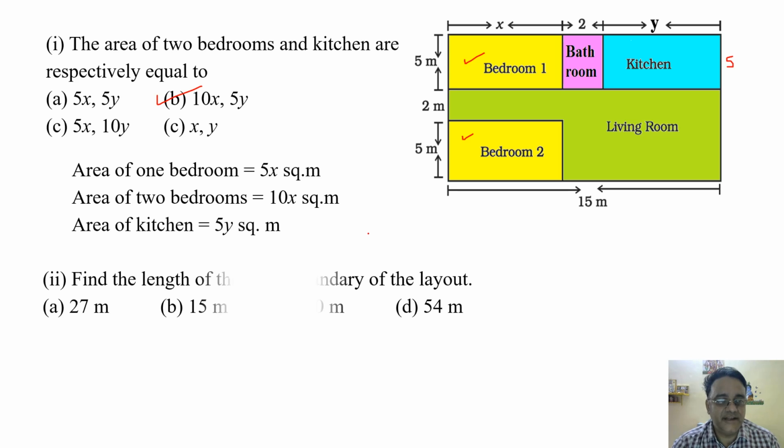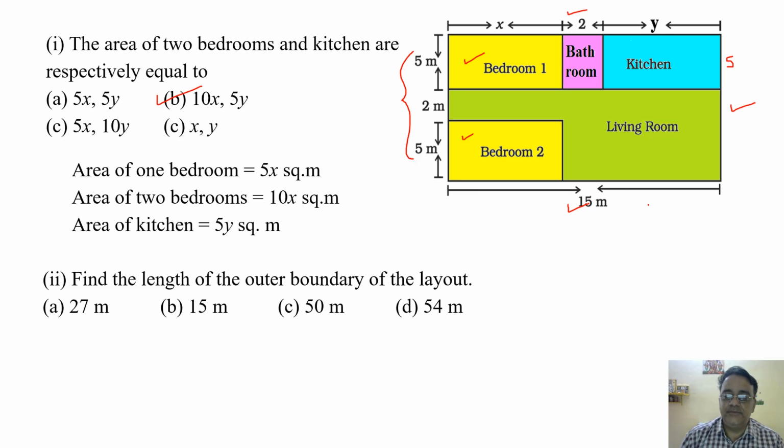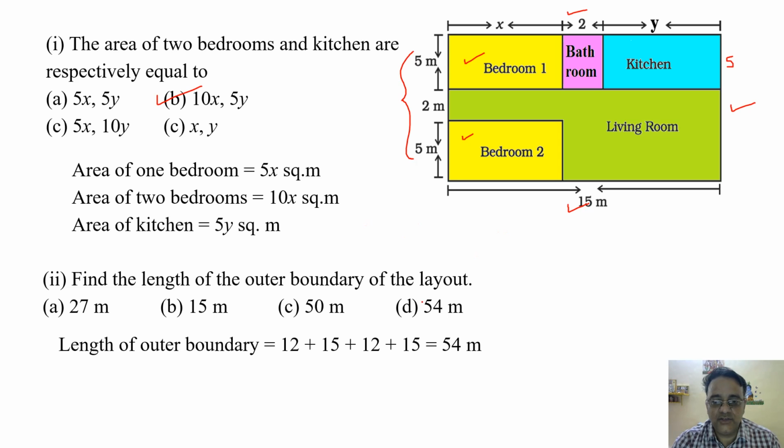Now we are moving toward second question. Find the length of the outer boundary of the layout. Length of the outer boundary means perimeter. So perimeter में देखो ये वाला 15 है तो इस साइड भी 15 होगा, and this is 12, तो this side is also 12. So 12 plus 15 plus 12 plus 15 is the total, the length of the outer boundary. So 15 15 30, 12 12 24, 30 plus 24 is 54, and the correct option is option D.